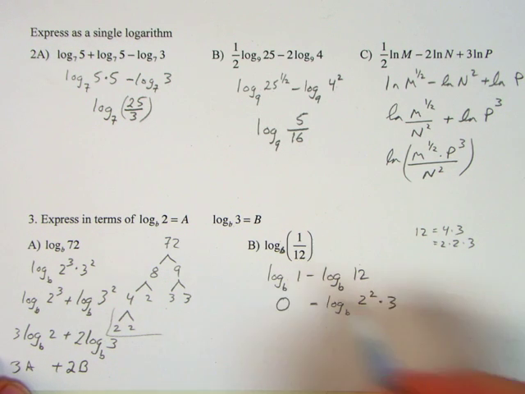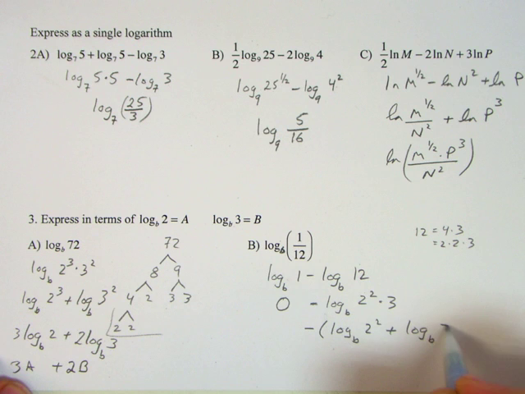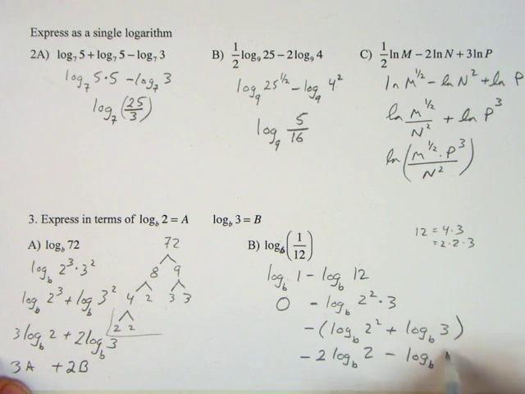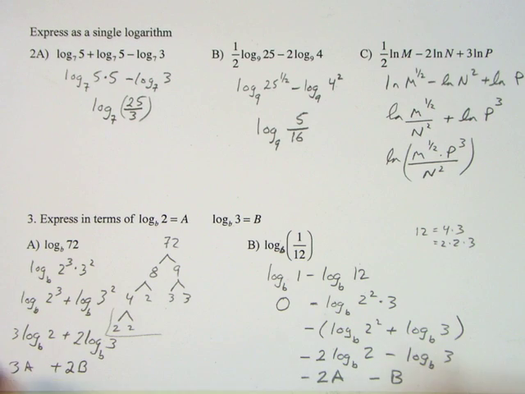That would be 0. Now what we have to do is be very careful about this negative sign, because the negative sign applies to everything, this whole thing. Log base b of 2 squared plus log base b of 3. And I can distribute that, and I'll bring this 2 down at the same time. So it's 2 log base b of 2 minus log base b of 3, or in other words, negative 2a minus b.